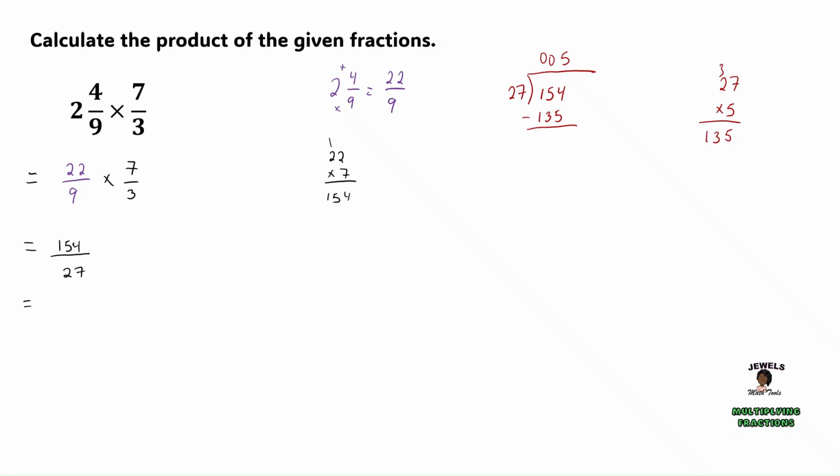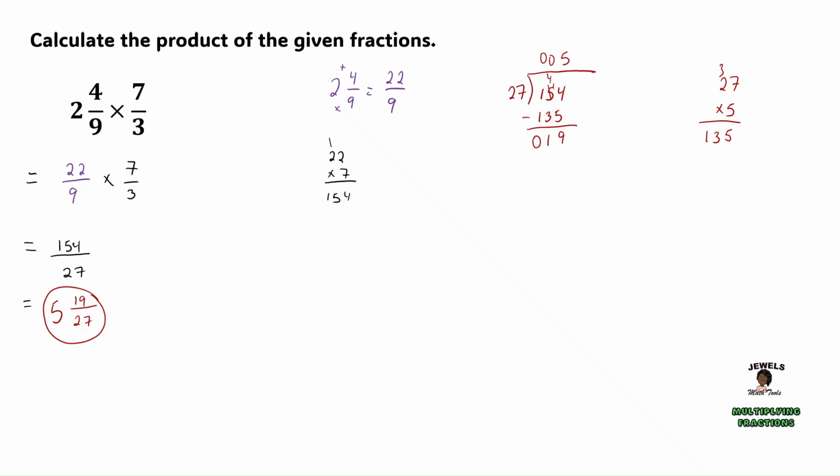So let's do our subtraction. So we're going to borrow from our 5, making it 4. When 14 subtracts 5, we'll have a difference of 9. When 4 subtracts 3, we'll have a difference of 1. And 1 minus 1 will equal to 0. So our mixed fraction for this question will equal to 5 as my whole number, 19, which is my remainder, will go in my numerator. And my denominator of 27 will remain the same.